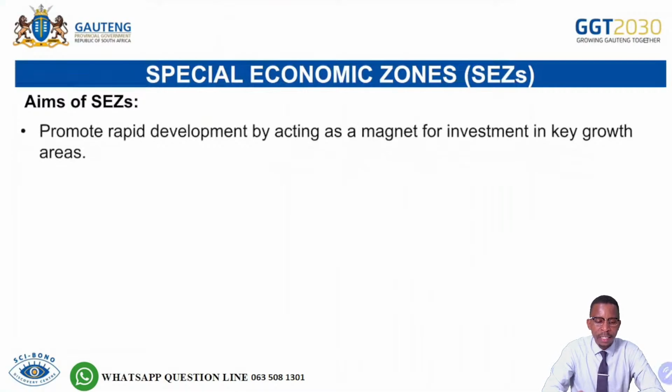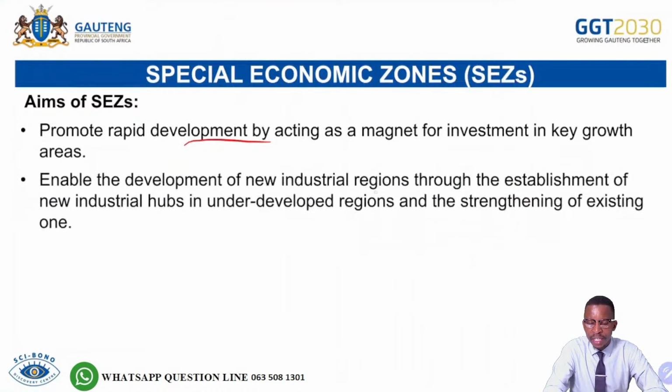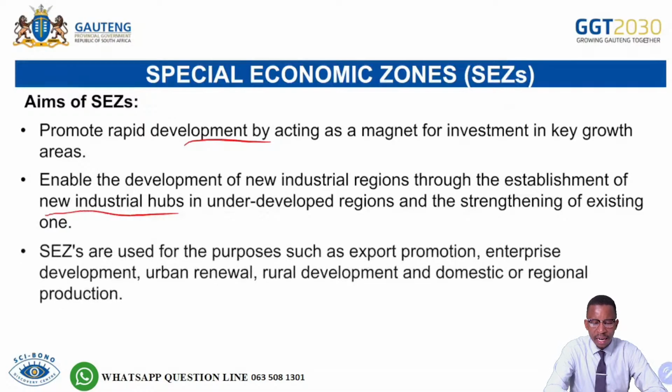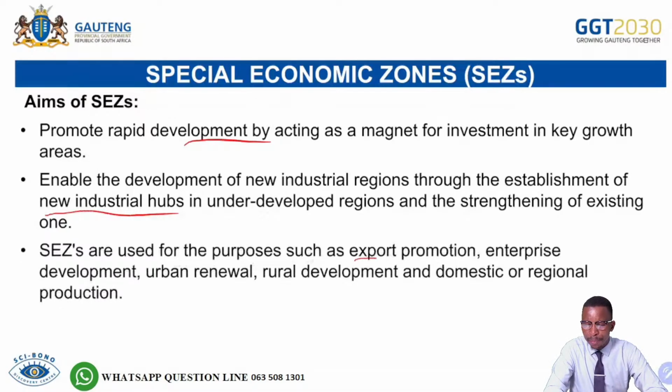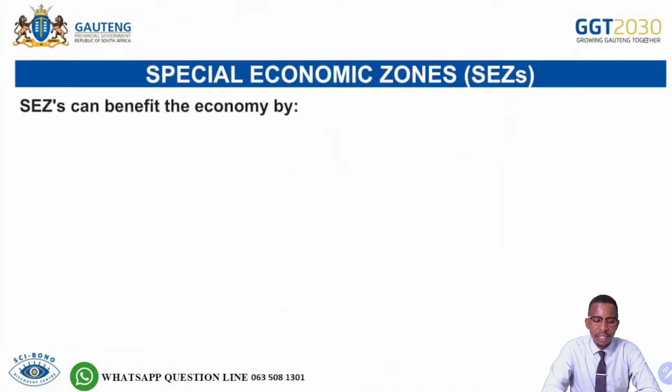Aims of SEZ: promote rapid development by acting as a magnet for investment, meaning to attract more investors into those areas, enable the development of new industrial regions through establishment of new industrial hubs in underdeveloped regions and strengthening the existing ones. So meaning attracting establishment of new industries and also developing those existing industries within the economy. SEZ are used for the purpose of export promotion, enterprise development, urban renewal, rural development, and also domestic or regional production, attracting businesses locally to develop themselves and produce goods for themselves within their own regions. Those are some functions of SEZ.